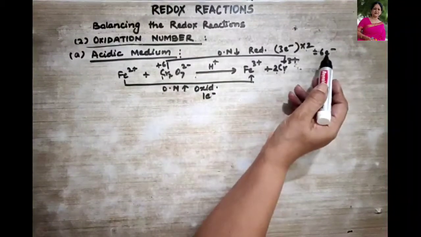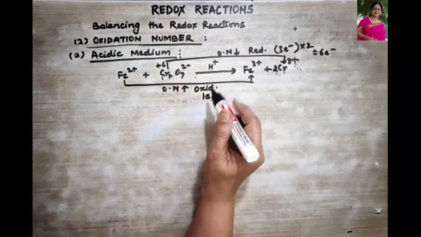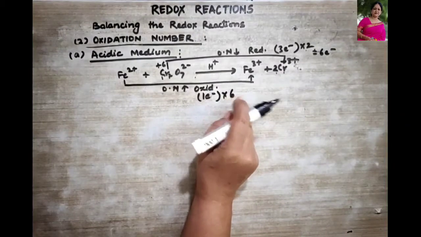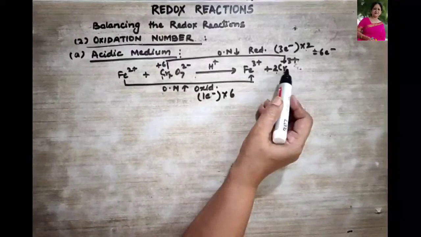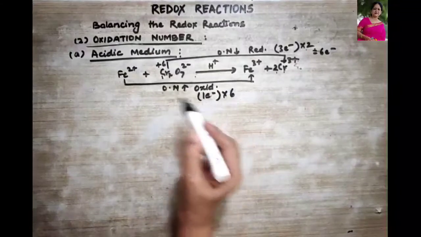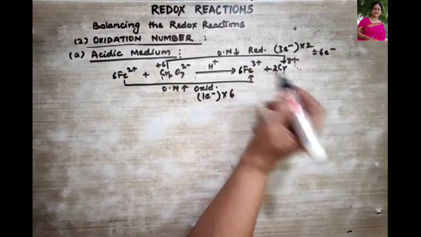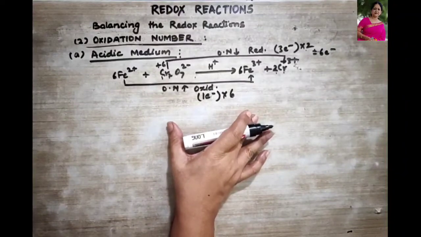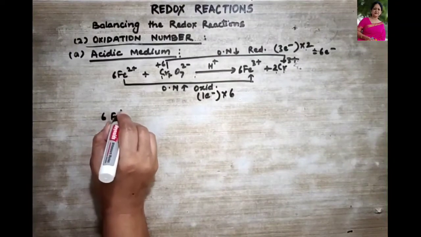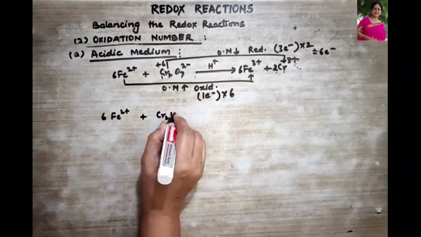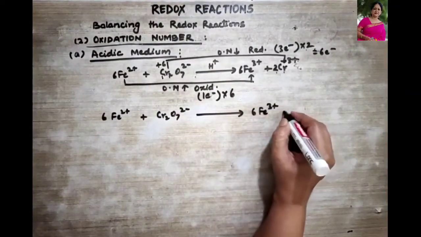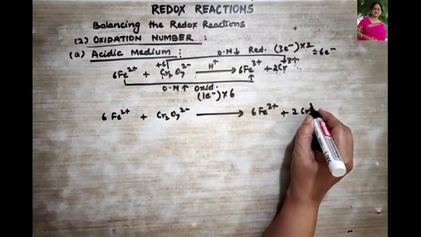So what are we going to do? Are we going to divide this? No division. Instead we are going to multiply this by 6. If this is multiplied by 6, it means 6 atoms should be on both sides. As we saw, 2 atoms of chromium were on both sides, we had multiplied it by 2. 6 atoms on both sides, multiplied by 6. So 6 here and 6 here. Now let us see what we have done. Let me write down the equation over here: 6 Fe2+ plus Cr2O7 2- gives us 6 Fe3+ plus 2 Cr3+.